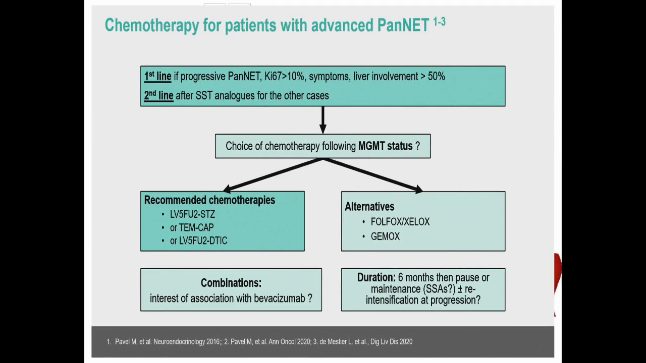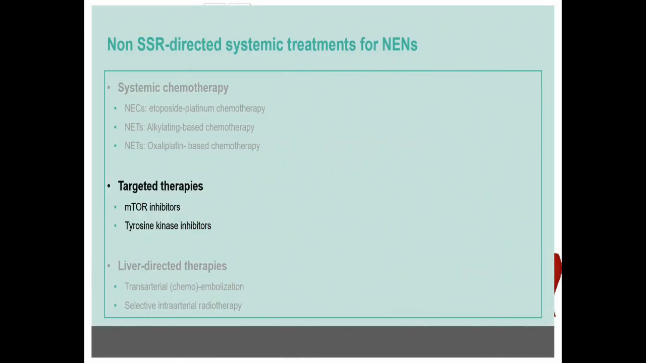The problem of the duration of the treatment is really important. We used to, in many patients, do that for 6 months, and then if the disease is stabilized or even has shrunk, we stop treatment until progression, and we can discuss a maintenance treatment with somatostatin analogs.